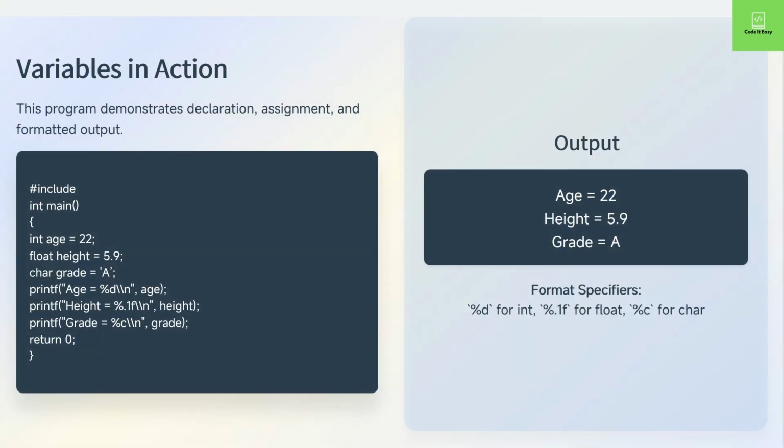Let's see all these in action. Here, %d formats integers, %f formats floats, %c formats characters. That's how you display variable values neatly on screen.